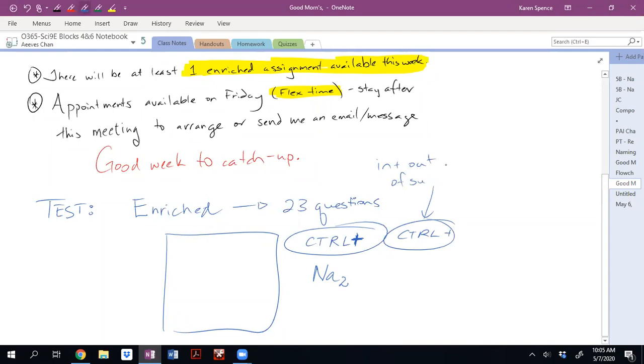Whoops, not superscript, subscript. And then I would type Cr, and then maybe I want a 2. So I would again press Control plus, type 2, and then Control plus again to get me out of subscript. That would allow me to type O, and then Control plus, 7, and then Control plus to get out of subscript. So Control plus takes you in and out of subscript.